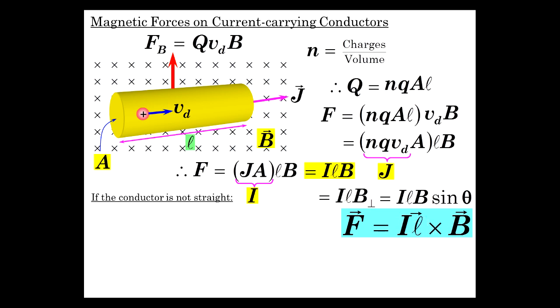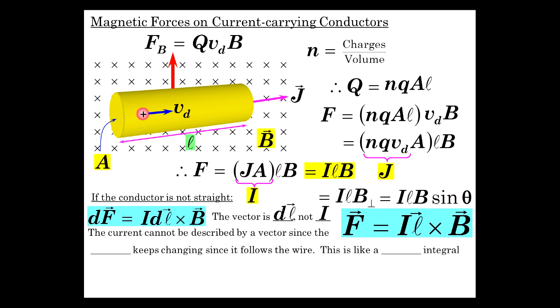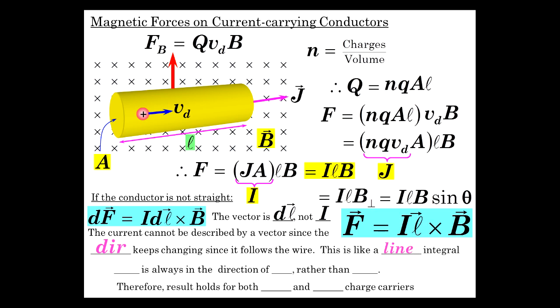So very similar. Now just a little side note, if the conductor is not straight, which typically it's not, we've got wire curving around all over, differential force, I dL cross B. The vector is dL, not current. The current actually is not a vector because it's going all over the place. The direction keeps changing. It just follows the wire. So we're kind of thinking of this in terms of a line integral that we've seen before.